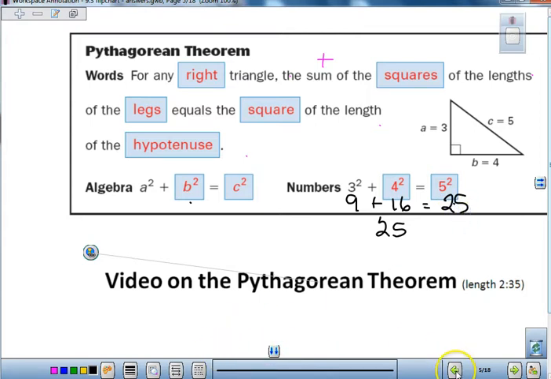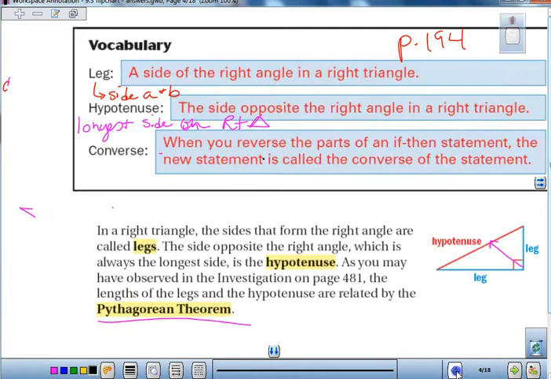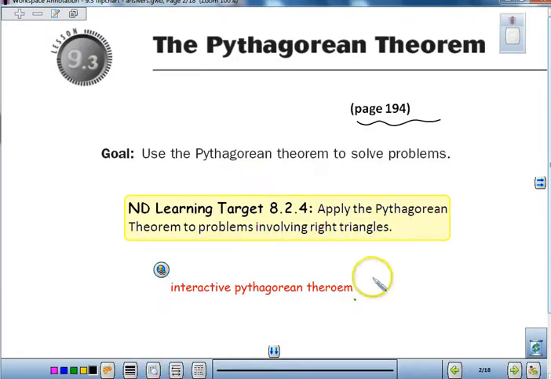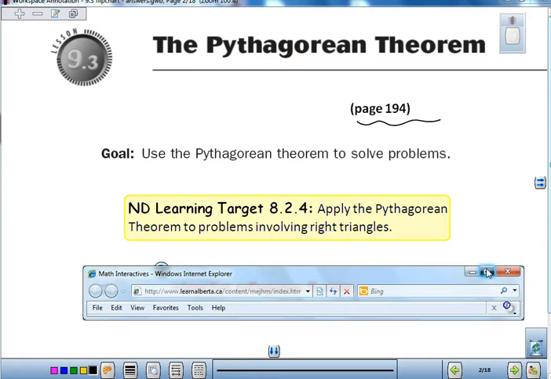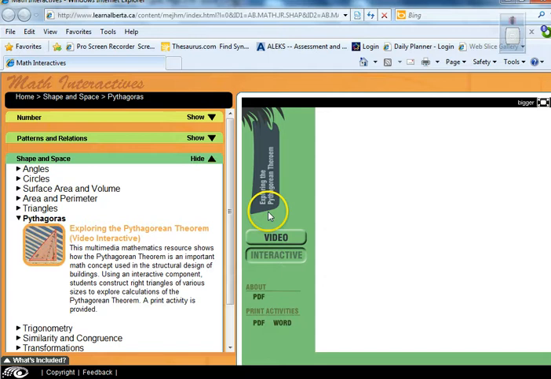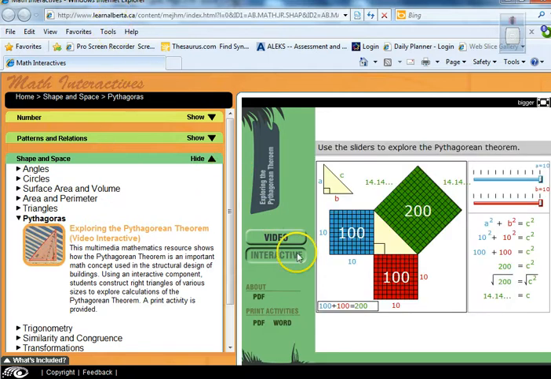I do want to show you, going back, this application, this interactive Pythagorean theorem. What it looks at is the sides of a right triangle. If we have 10, 10, and 200, what you can do is a squared plus b squared, and you'll see how they are equal.